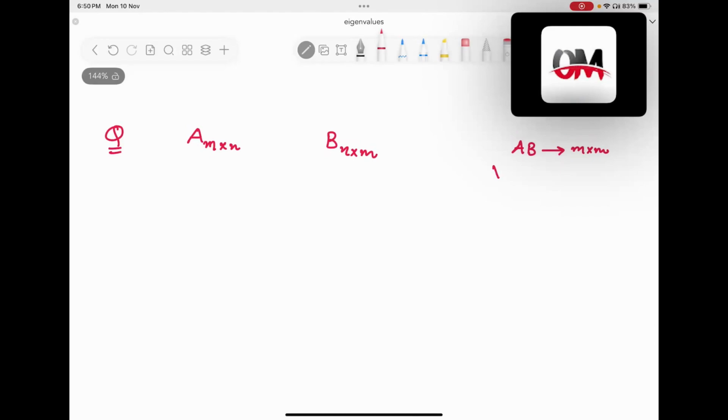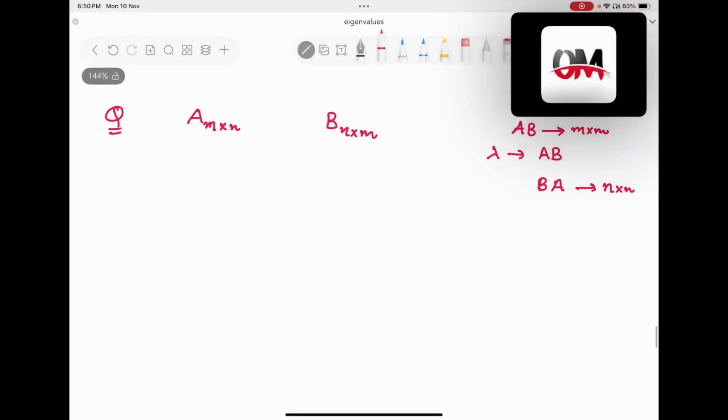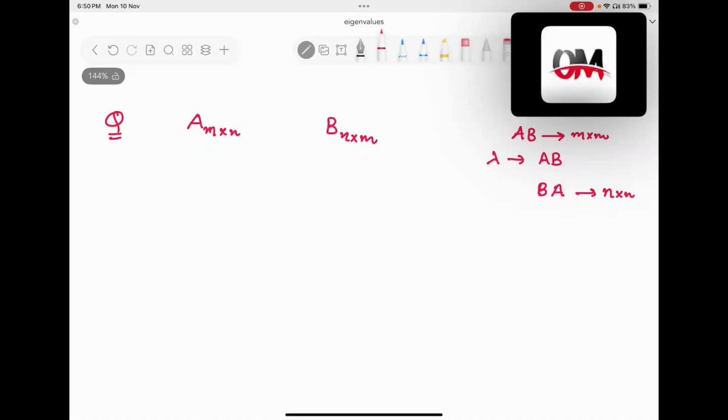Now I'm saying lambda is an eigenvalue of A into B. Now what can you say about B into A? B into A will be a matrix of n cross n, a square matrix. So we can talk about the eigenvalues of BA, right? So what can you say about BA?